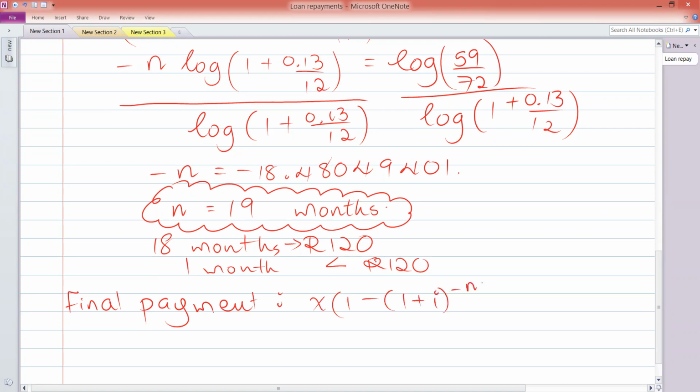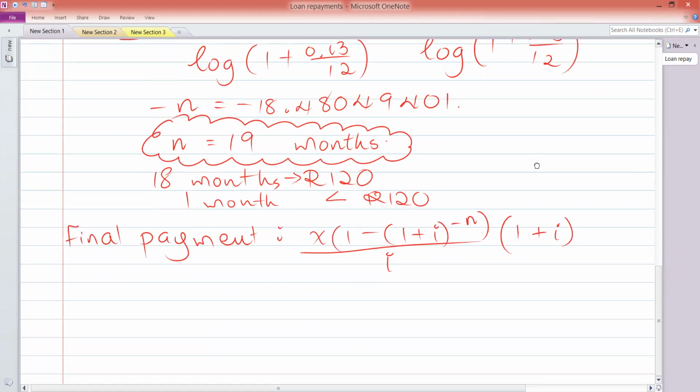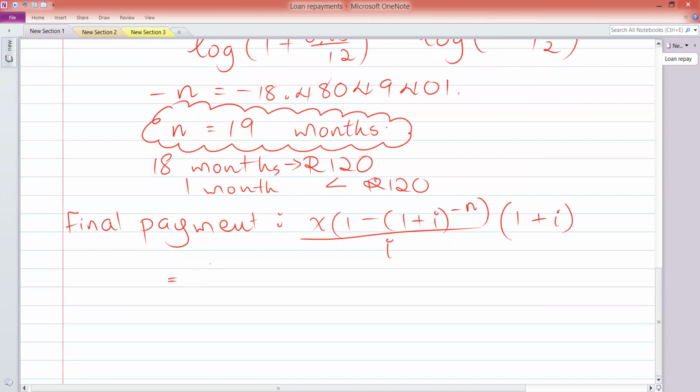Raised to the power of negative n divided by your I, but that last amount is still going to earn interest over that 1 month that's left. Okay, so now this is what we're going to use to work out our final payment. Our X doesn't change, it's still 120 Rand. We now plug in all the other values that also remain unchanged, but this time where we see N or negative N, what do you guys think we're going to put?